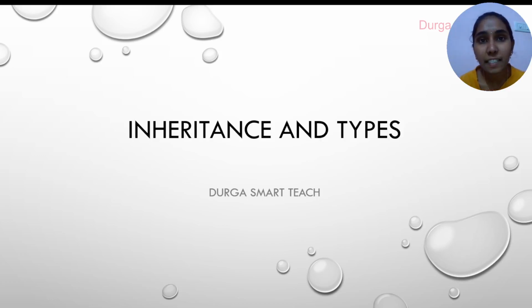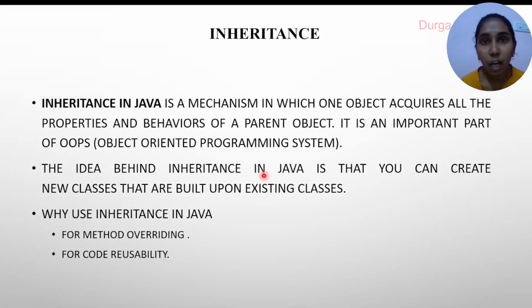Today I am going to discuss inheritance in Java. Inheritance is nothing but acquiring the properties from parent class to child class. Properties are nothing but variables or methods. So in other words, we can say it is a mechanism in which one object acquires the properties and behaviors of the parent object. So here object is nothing but class. One class acquires the properties and behaviors of parent class.